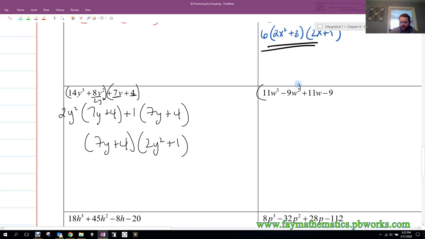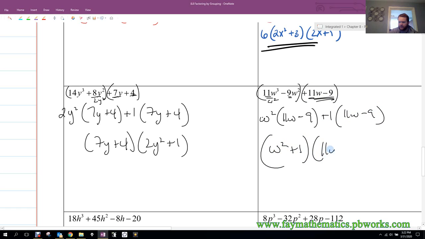This one here, group the first two, group the last two. 11 and 9 are relatively prime, so they don't have anything in common. They do have a w squared in them. So then divide that by w squared to give me 11w. This will give me minus 9. This one here, again, only divisible by 1, so bring my 1 out. Gives me 11w minus 9 again. So it's w squared plus 1 times 11w minus 9. I'll stop there for now.